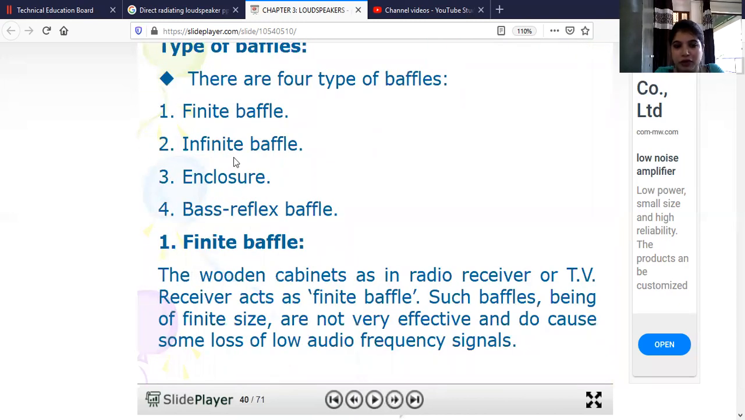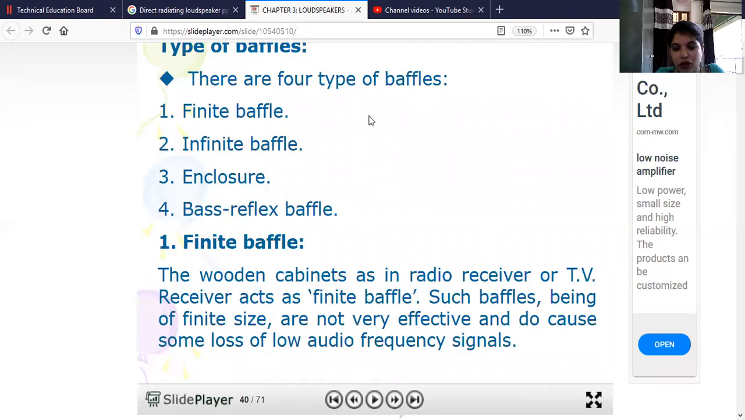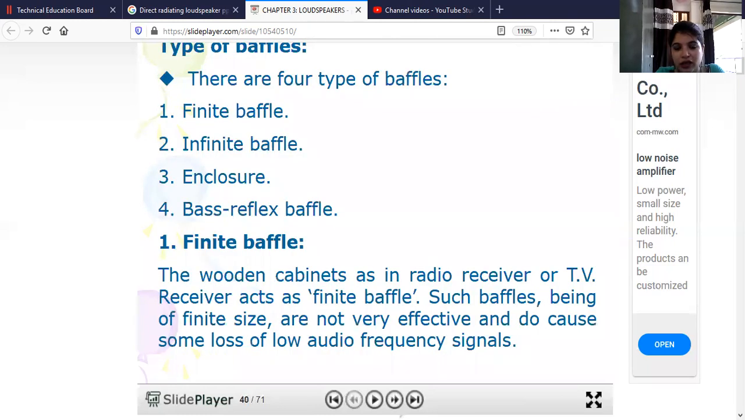Now there are four types of baffles: finite, infinite, enclosure, and bass reflex. In earlier times, people used to have radio receivers or TV receivers in a finite baffle. You will see here, this is a finite baffle. The speakers were connected like this in a wooden box, and that is called a finite baffle. Such a baffle has a finite size and is not very effective, so there was also a loss of audio signals.